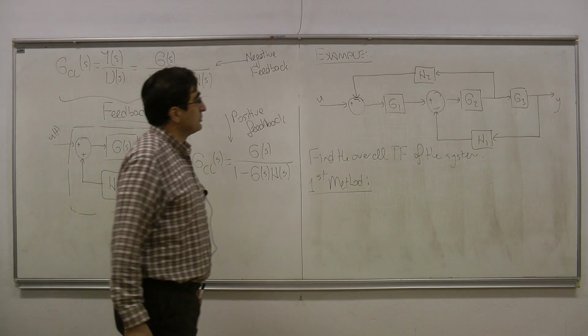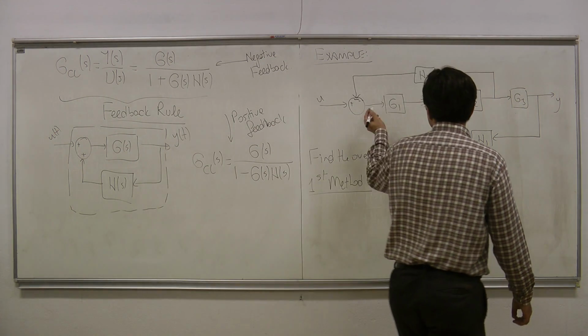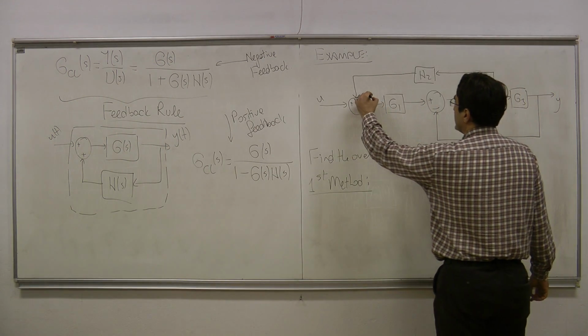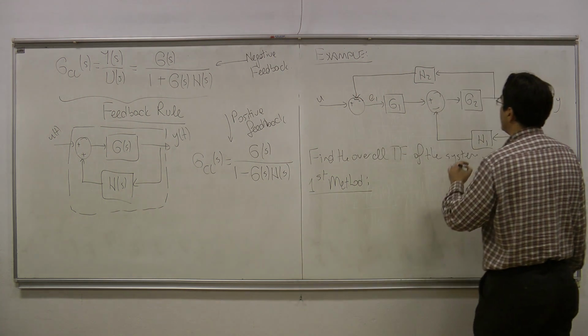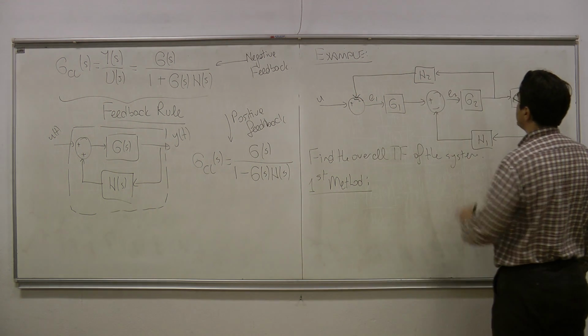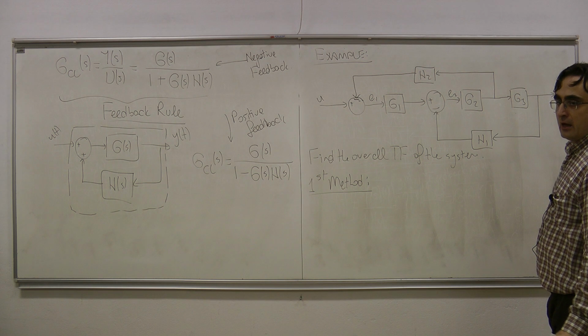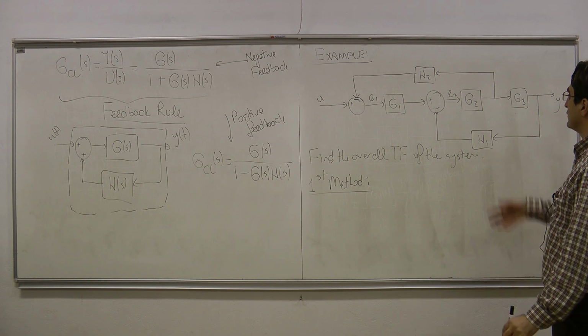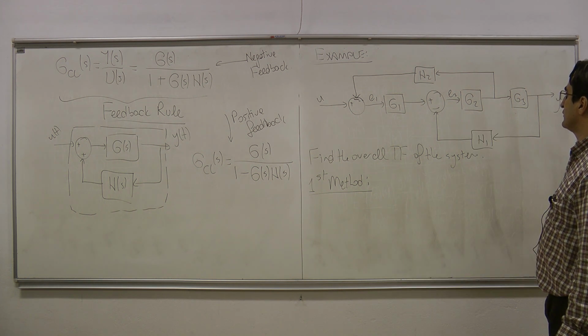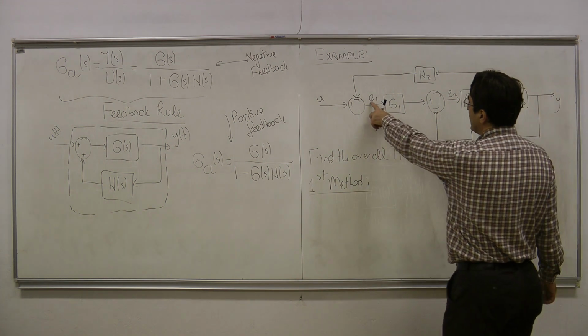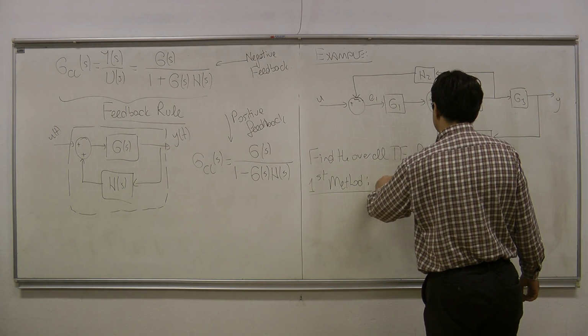So in order to be able to do that, I will give some names to some intermediate variables here. I will call this variable E1 and I will call this variable E2. Let us now try to write all of the equations that are coming from this system. I will first write the equation for E1.